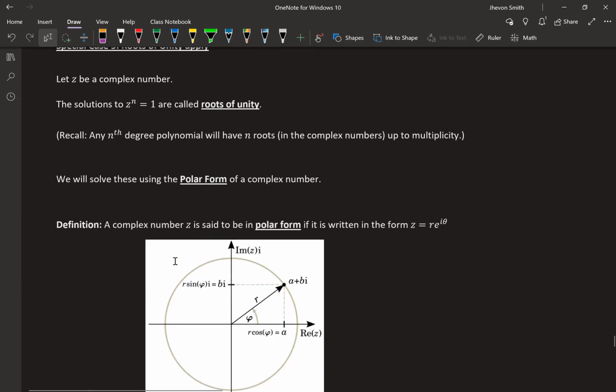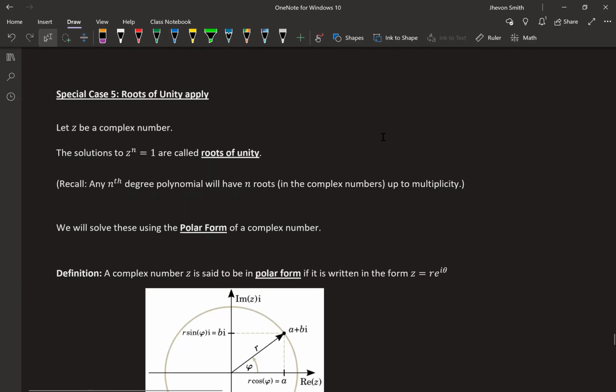Okay, so special case, roots of unity apply. So what is a root of unity, right? This is a special term, it's called a root of unity. Let Z be a complex number. It's actually the typical variable to use for a complex number. If you pick up an average complex analysis textbook, instead of using X as the variable, the input, we use Z when we are thinking of the input as a complex number. The solutions to Z raised to the nth power equals 1 are called the roots of unity.